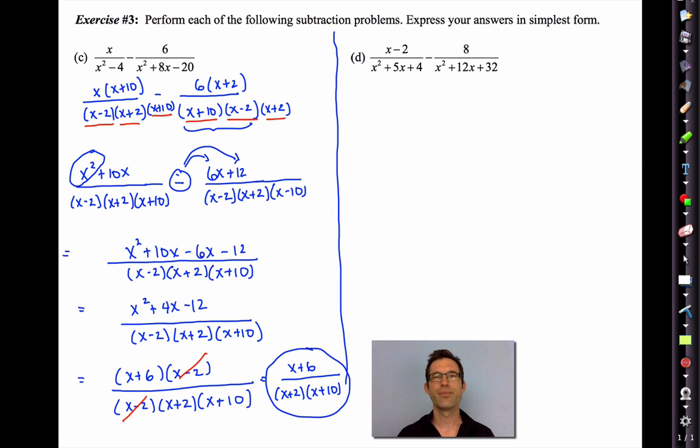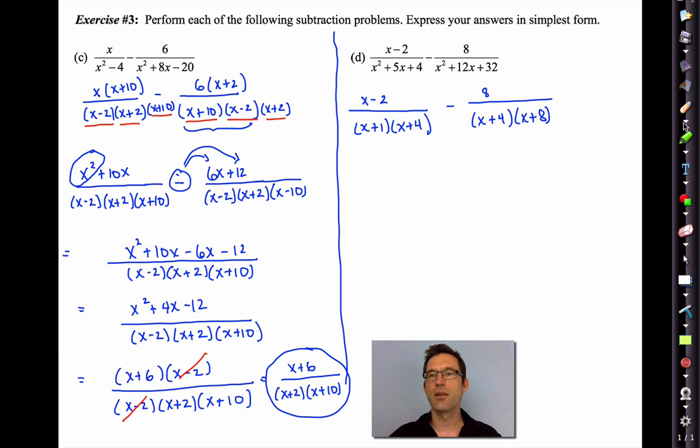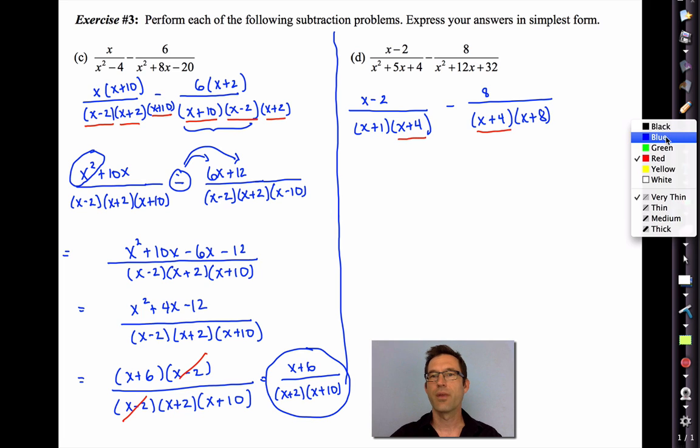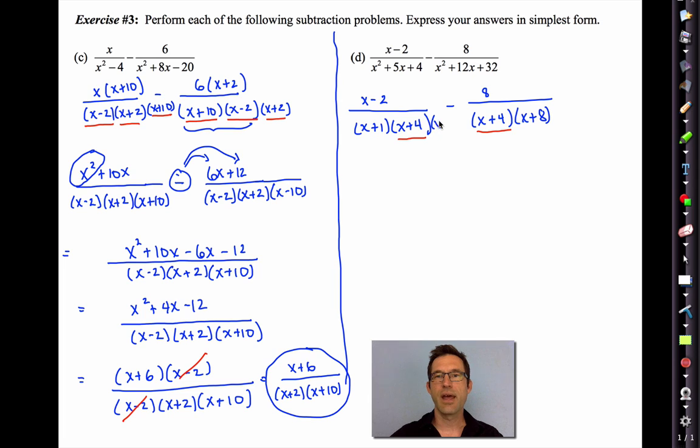All right, let's go through it step by step. Okay. First denominator factors as x plus 1 times x plus 4, minus. Second denominator factors as x plus 4 times x plus 8. All right, let's take a look. They already have a common x plus 4, so no worries. The second denominator has an x plus 8 that the first one doesn't, so I'm going to have to multiply numerator and denominator by x plus 8.